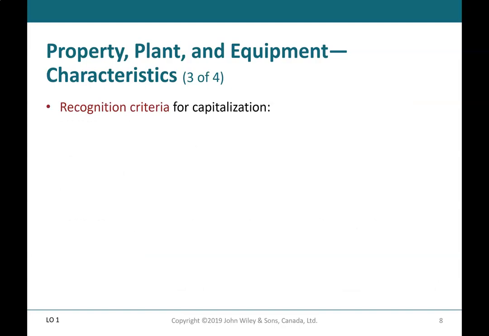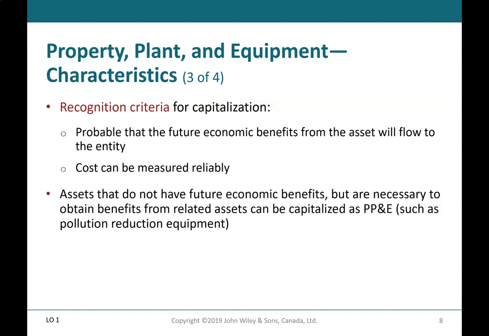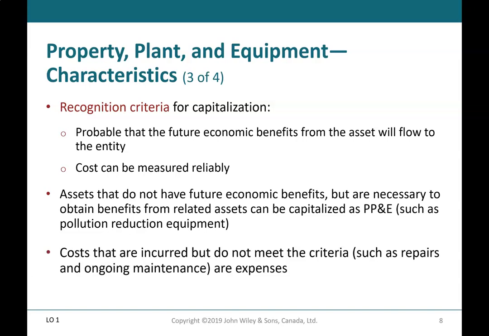Property, plant, and equipment characteristics, 3 of 4. Recognition criteria for capitalization: it is probable that future economic benefits from the asset will flow to the entity, and the cost can be measured reliably. Assets that do not have future economic benefits but are necessary to obtain benefits from related assets can be capitalized as property, plant, and equipment, such as pollution reduction equipment. Costs that are incurred but do not meet the criteria, such as repairs and ongoing maintenance, are expenses.